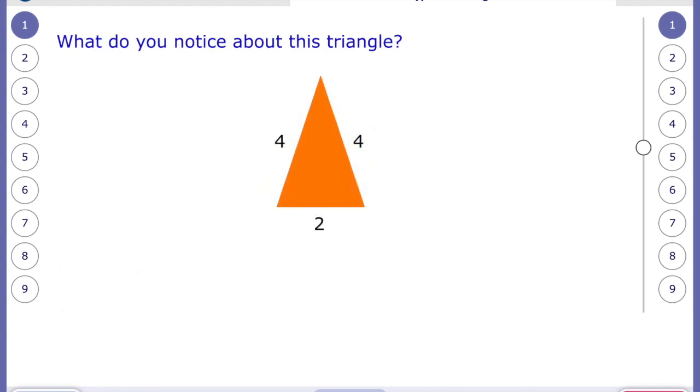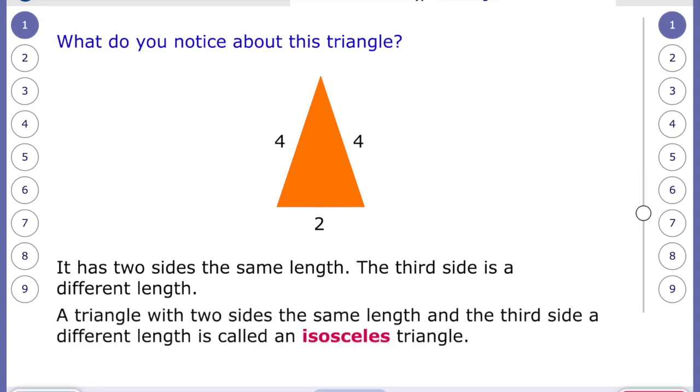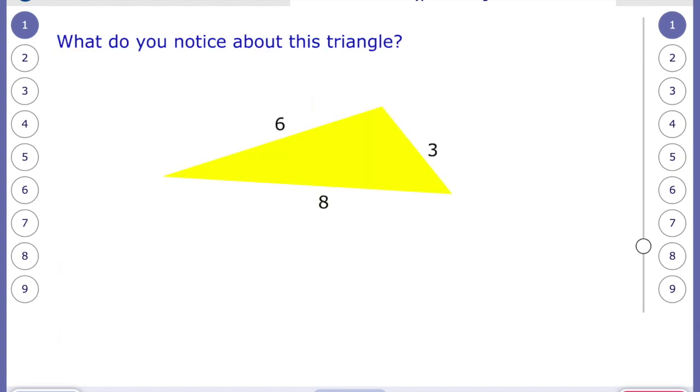Now, if we look at this triangle at the moment, we can see it's not an equilateral triangle because not all the sides are equal. In this triangle, we have 2 sides that are the same length, and the third side is a different length. So 2 sides are 4 and one side is 2. So this type of triangle is called an isosceles triangle.